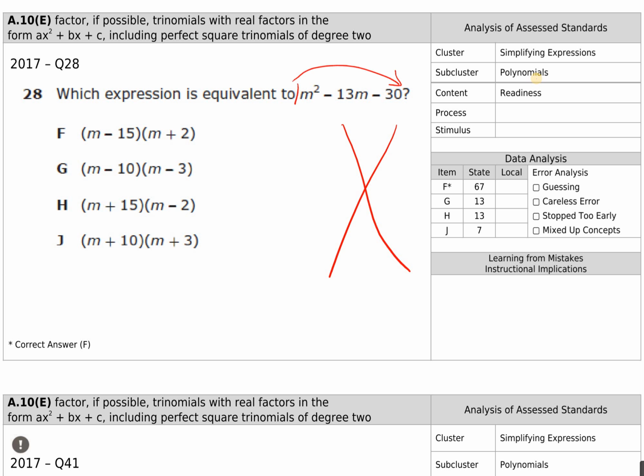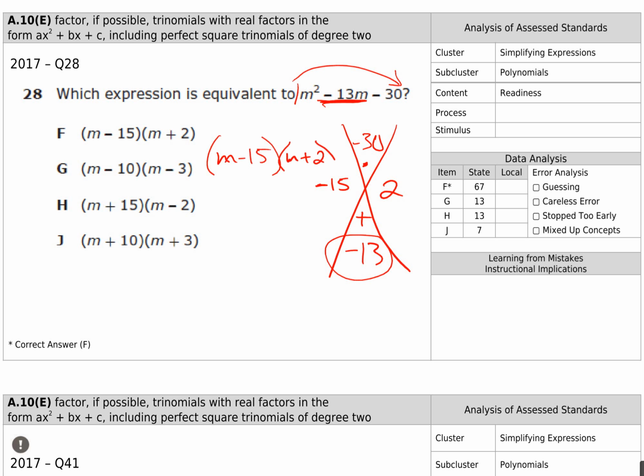Negative 13 would be the number at the bottom. What two numbers multiply to give us negative 30 and add to give us negative 13? That, of course, would be 15 and 2. Since it's a negative when we finish adding, we know the bigger number has to be negative. So it would be m minus 15, m plus 2.